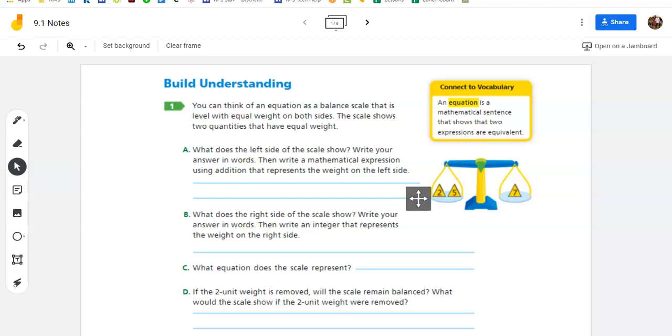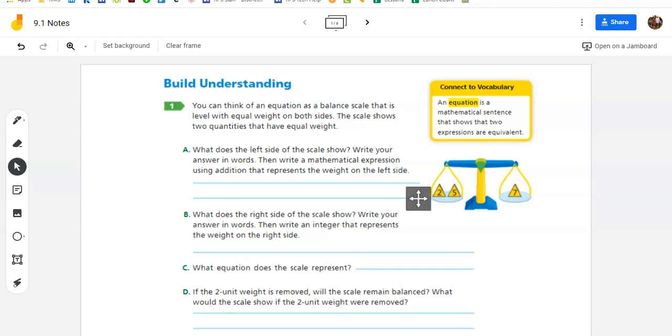Number 1, again we're on page 274. Let's look at our vocabulary. An equation is a mathematical sentence that shows that two expressions are equivalent. So if you look at the scale right here, you will see that this has a 2 and a 5, and this has a 7. So 2 plus 5 is 7, so that's why the scale is equal on both sides.